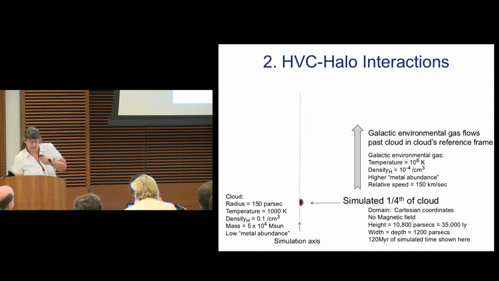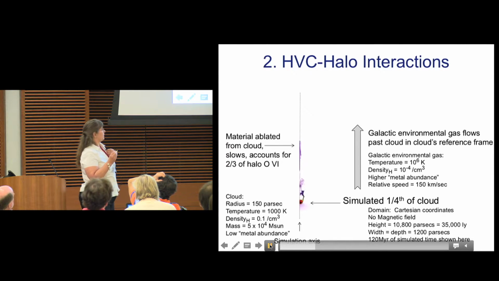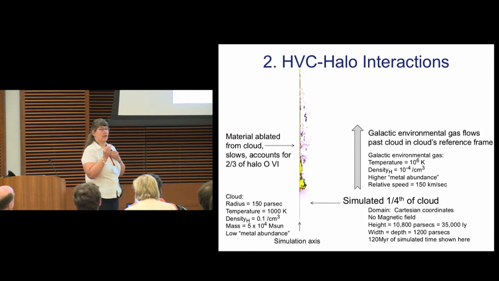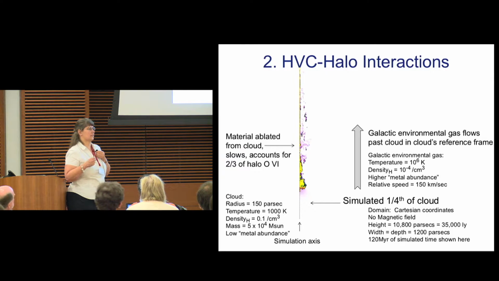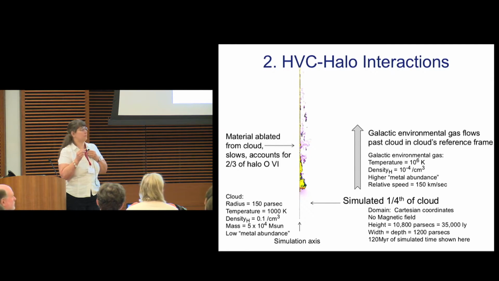What happens in this case is that material gets ripped off of the cloud, gets bladed off the cloud, becomes part of the halo. This eventually slows down and becomes part of the halo. And it's a significant contributor to the halo in the sense that a significant fraction of the oxygen-6 that has slowed to normal halo velocities can be contributed by the population of high-velocity clouds in our galaxy.